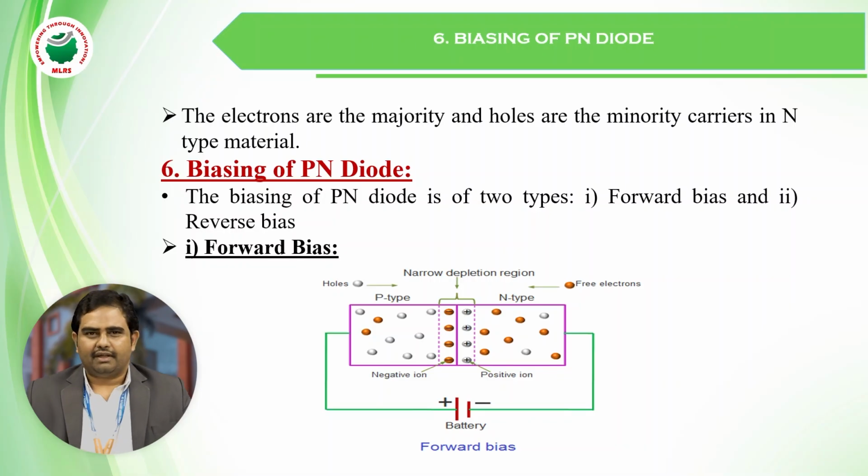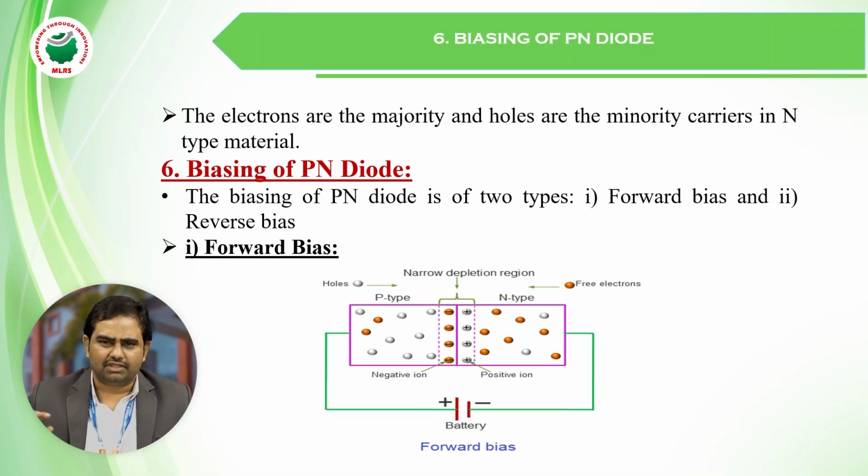Coming to a brief note, the P-type material has majority carriers as holes, and electrons are also present but are very, very few. We call them minority carriers. In the N-type material, majority carriers are electrons; holes are also present but very few, and we call them minority carriers. So P-type has holes as majority carriers, and N-type material consists of electrons as majority carriers.